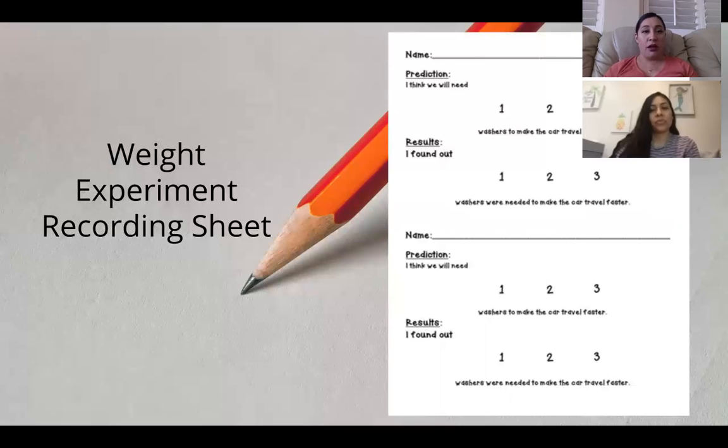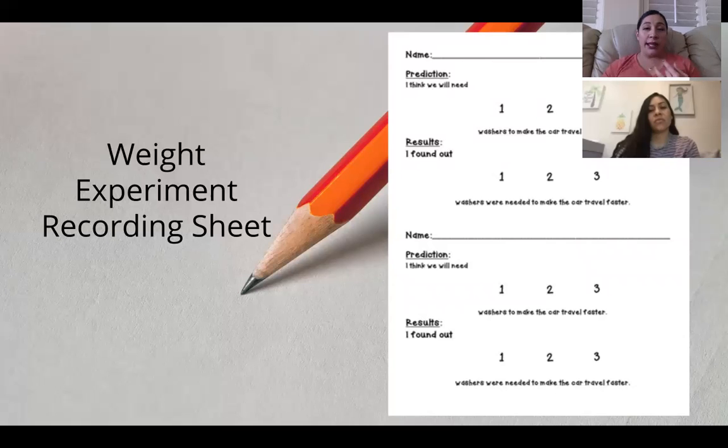So an example of the weight experiment recording sheet is this sheet here, where it says prediction. It says, I think we will need, and students will circle either 1, 2, or 3, and it says washers to make the car travel faster. So that's the prediction. And then the results is I found, and again, they will circle either 1, 2, or 3. And at the bottom it says washers are needed to make the car travel faster.